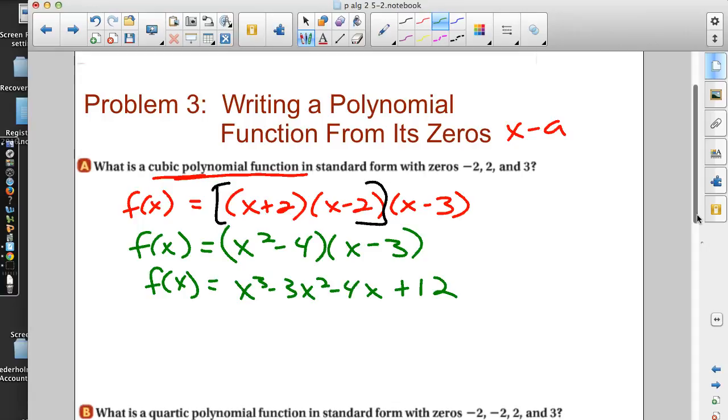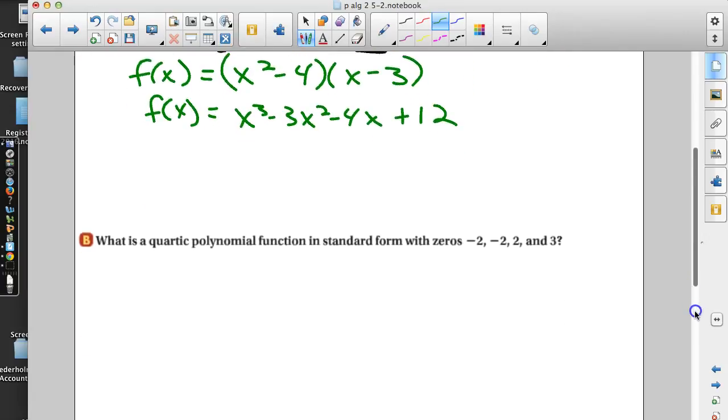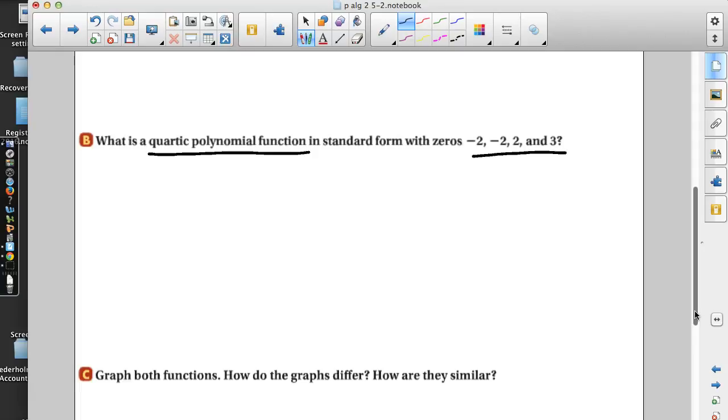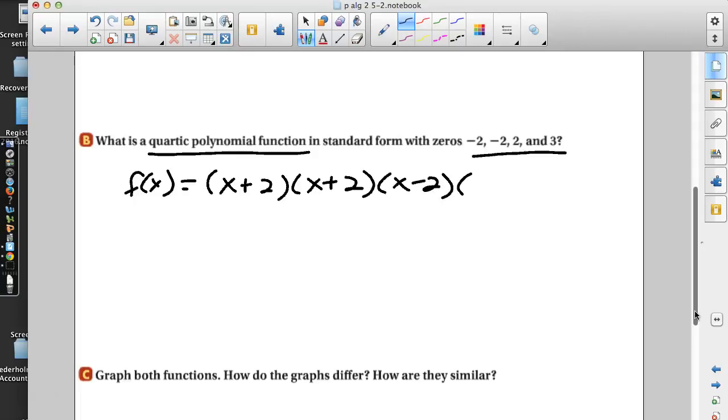Now, this one gets a little interesting. What is a quartic polynomial function? So think about what that means. And we have -2, -2, 2, and 3. Ouch, now it's getting bigger. So f of x equals x plus 2, x plus 2, x minus 2, and x minus 3.